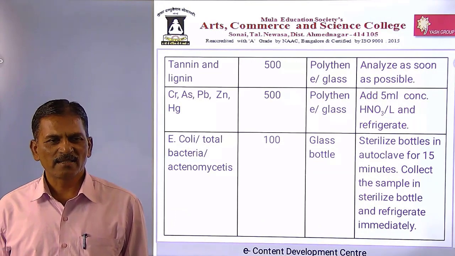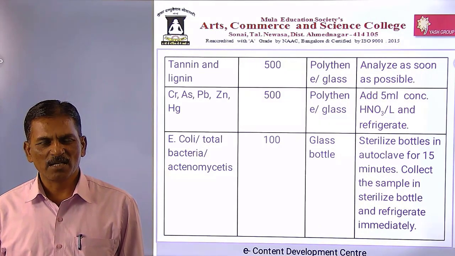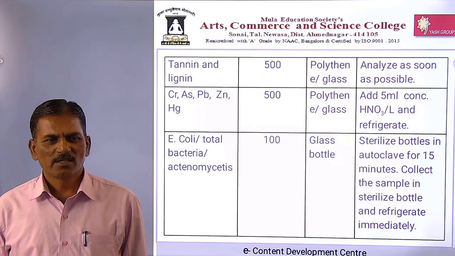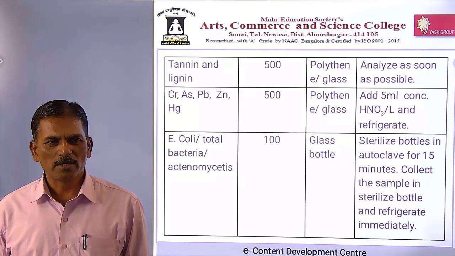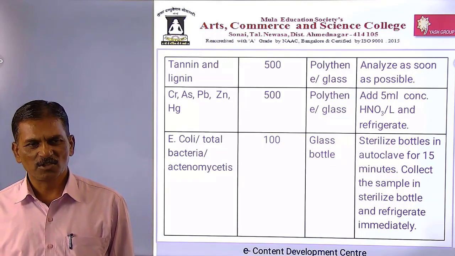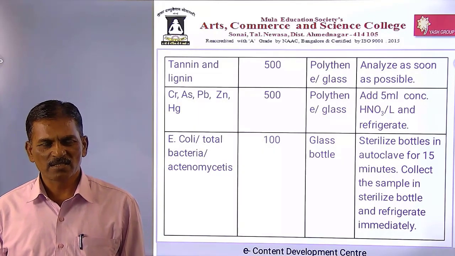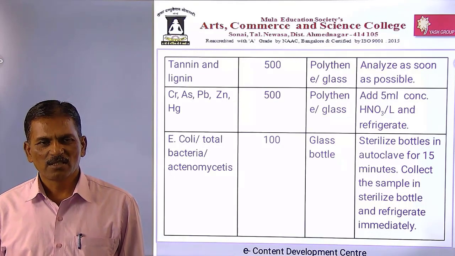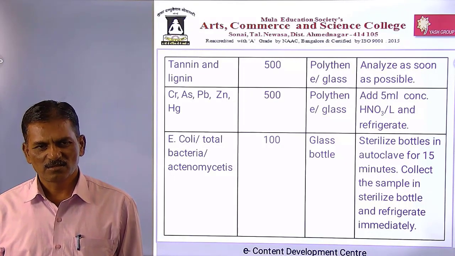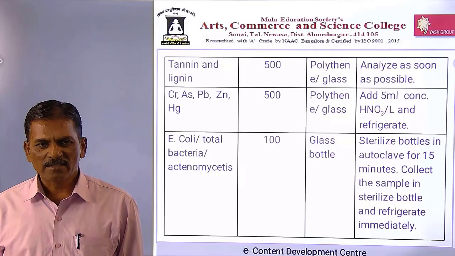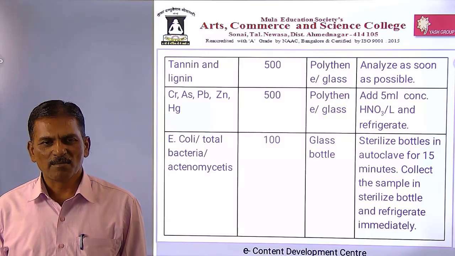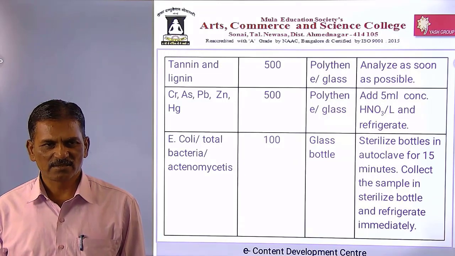Next parameter, tannin and lignin. Sample is 500 ml, container is a polythene bag or glass bottle. Analyze as soon as possible. Next parameters are chromium, arsenic, lead, zinc and mercury. These are the heavy toxic metals. They are analyzed by taking a 500 ml sample in a polythene bottle or glass bottle. Add 5 ml concentrated nitric acid per liter and place in a refrigerator.